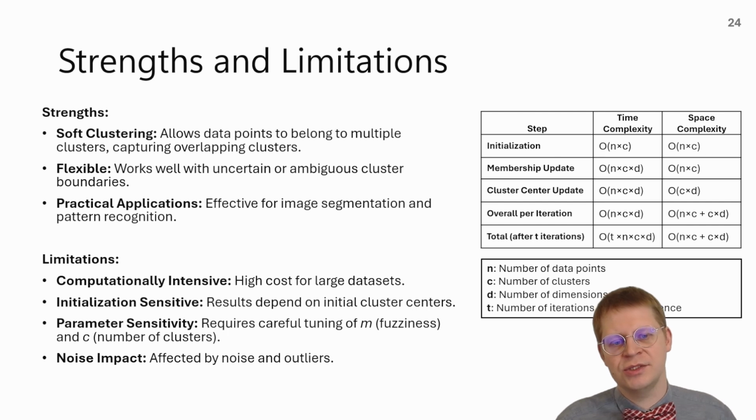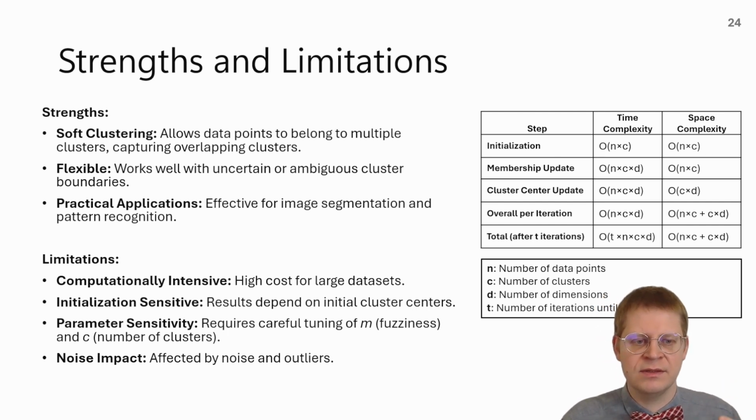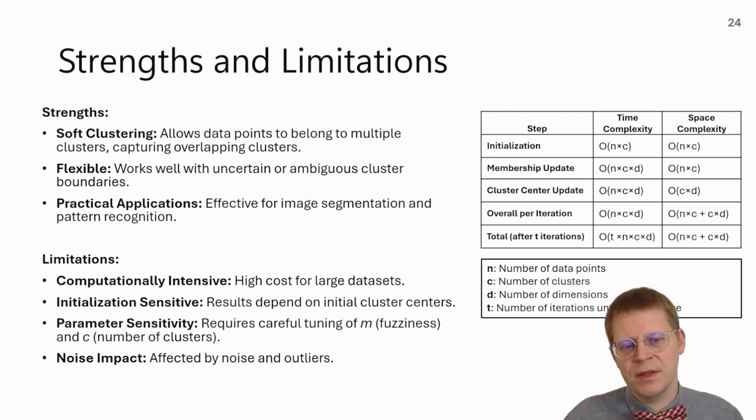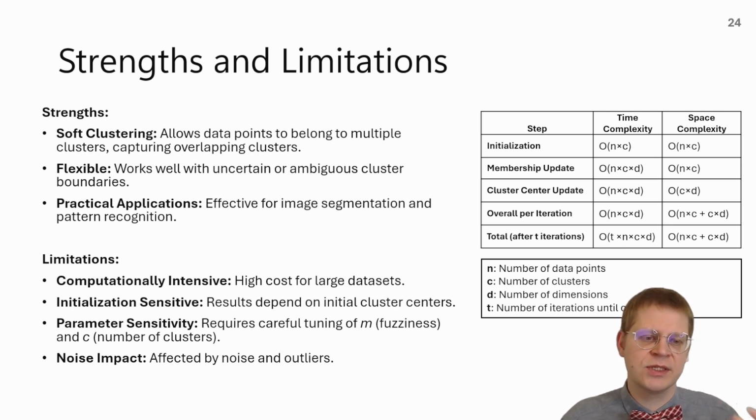And practical applications. So Fuzzy C-Means is particularly effective in image segmentation, where pixels often belong to multiple regions, and pattern recognition where overlapping patterns are common. What about limitations? So it is computationally intensive. The algorithm is slower than K-means as it requires updating both membership degrees and centroids at each iteration. This can be a bottleneck for large datasets.